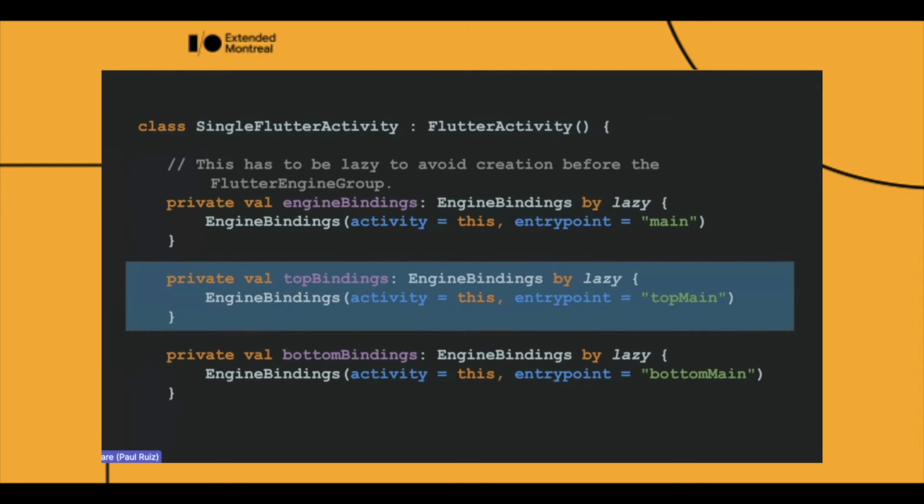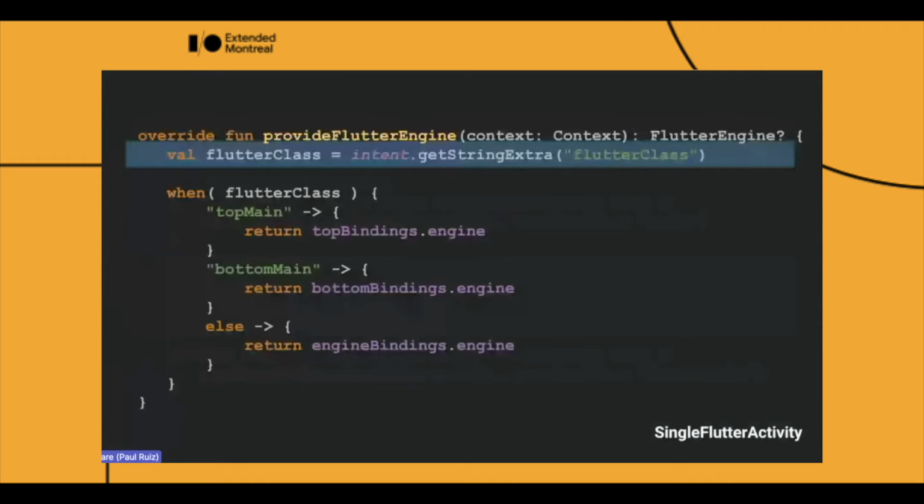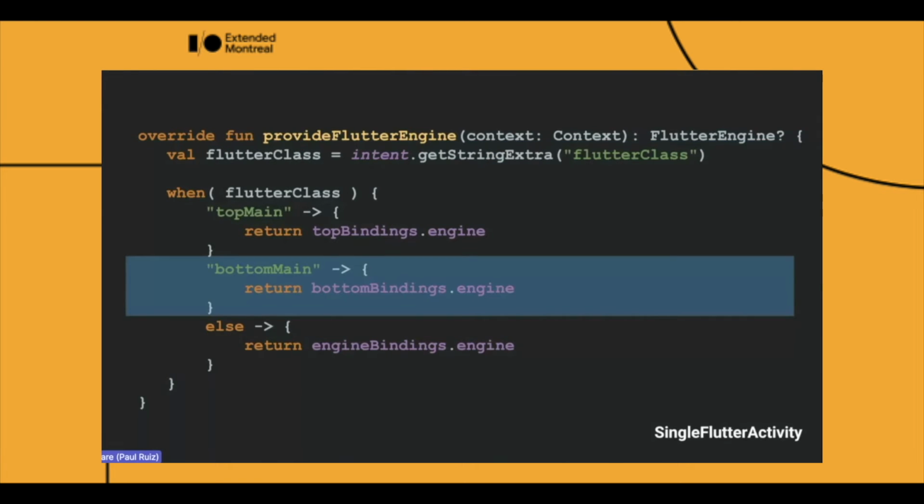So the provide Flutter engine method is actually called as soon as our new Flutter activity is started. And then by retrieving a value passed to our activity, we'll get this all through the current intent. And then we can decide which binding we'll want to use and then start up that Flutter entry point from our native Android application by returning the appropriate engine that we bound earlier. So in this case, we're going to say we want the bottom main one, and then it's going to return whichever one we actually called bottom main with whatever color we're using.